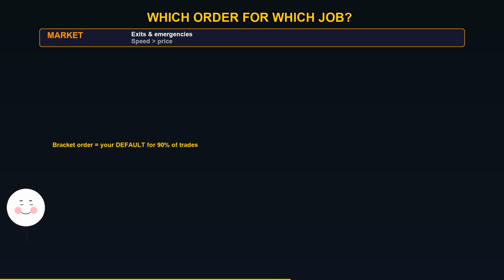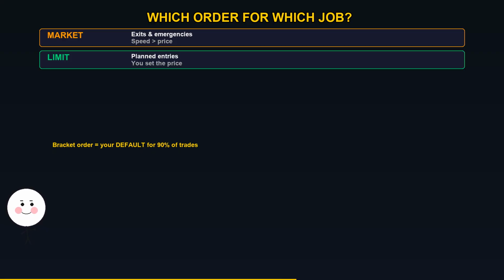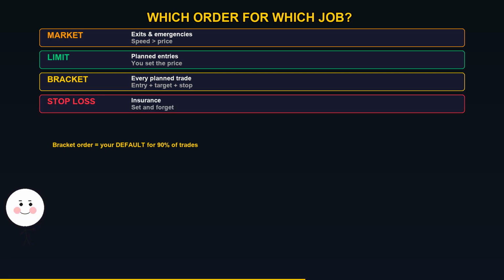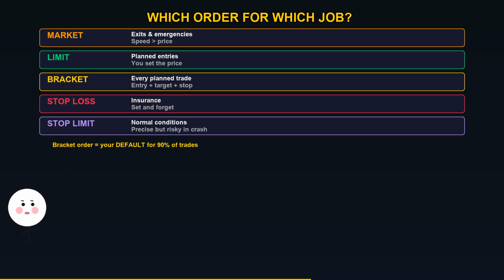Which order for which situation? Market orders for exits and emergencies. When you need to get out now, use market. Speed over price. Limit orders for entries. When buying at support or resistance, use limit. You set the price. Bracket orders for every planned trade. Entry plus target plus stop in one order. This should be your default for 90% of trades. Stop loss orders as insurance. Set and forget your risk management. Stop limit orders for normal conditions only, not during high volatility events.